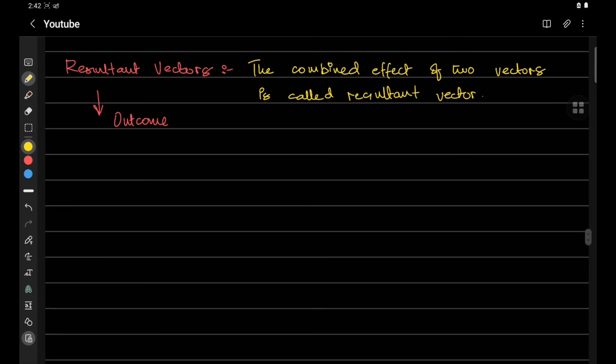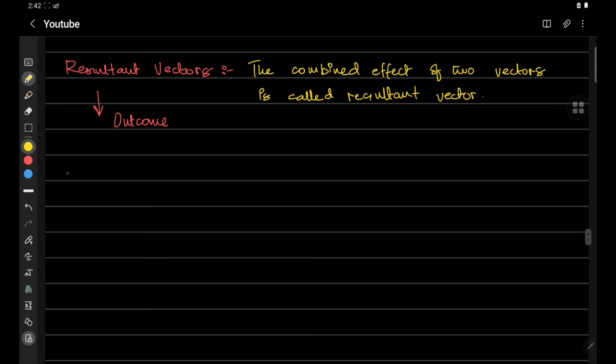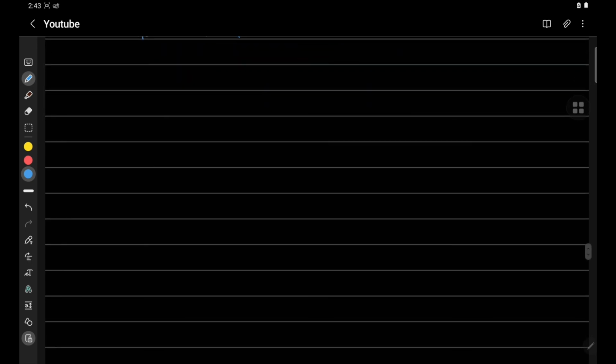All right. So we're going to talk about the methods to determine the resultant vector. That should clear out a few concerns you guys might have. All right. So the methods to determine the resultant vector. The first one, number one, would be the addition method.